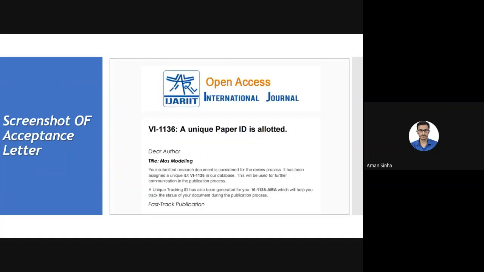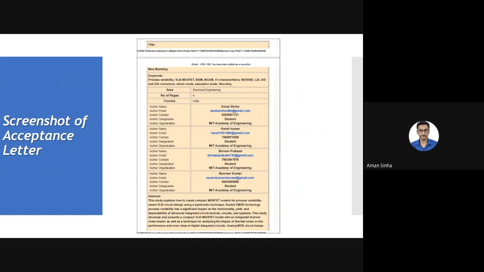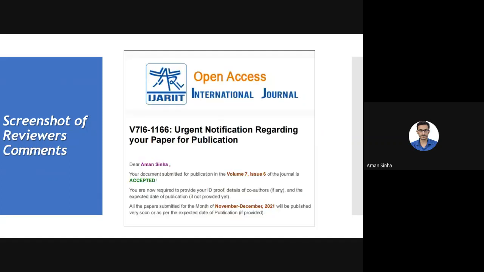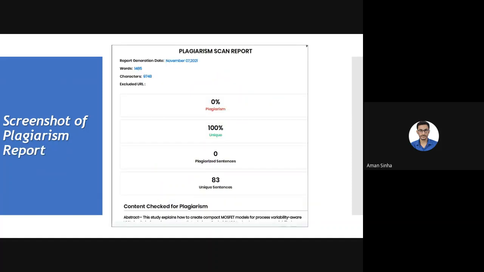And this is the screenshot of the acceptance letter in which we applied for the publication of the research paper. As you can see, the four authors are mentioned here. This is a screenshot of the reviewers' comments that we have got from them, and our publication is still in process. And this is the plagiarism report that we have got. It's 100% unique, as we have written the whole research paper on our own.